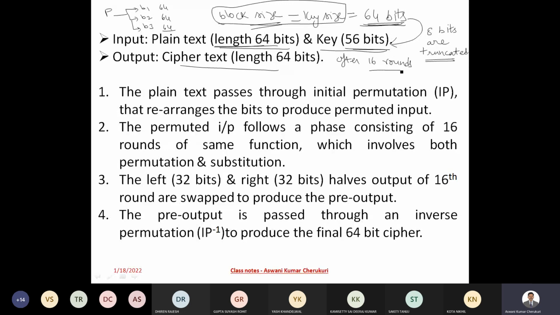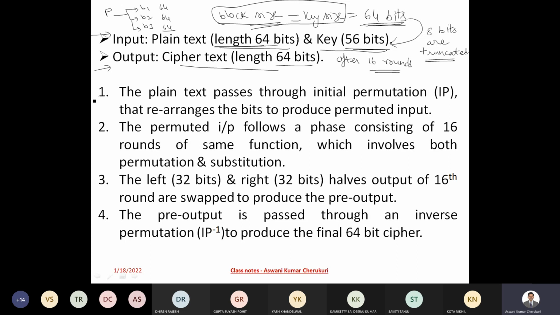What would be the length of the ciphertext? Obviously, the length of the plaintext is the length of the ciphertext. So this is your input to the DES algorithm and this is the output from the DES algorithm. But how is this going to happen? How is the algorithm going to perform?